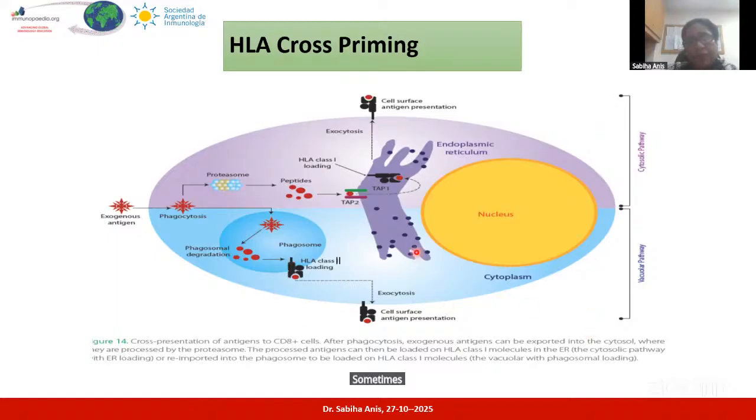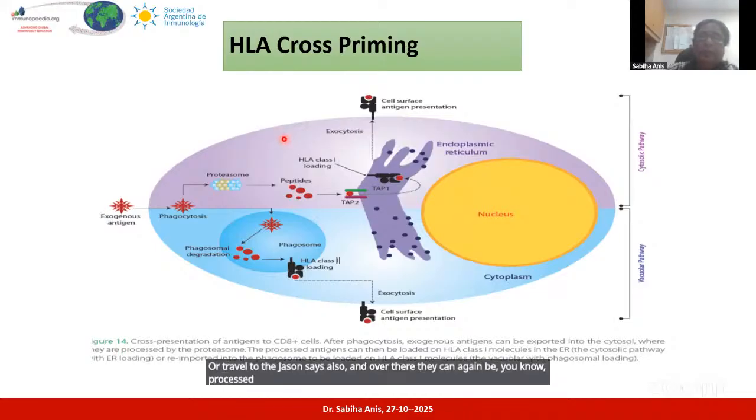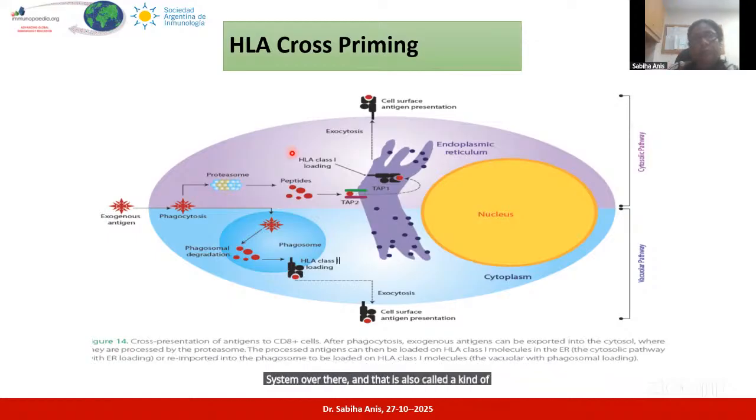Sometimes, some of the peptides actually leak or travel to the adjacent cells also, and over there they can again be processed and presented by the antigen presenting system, and that is also called a kind of cross-priming.